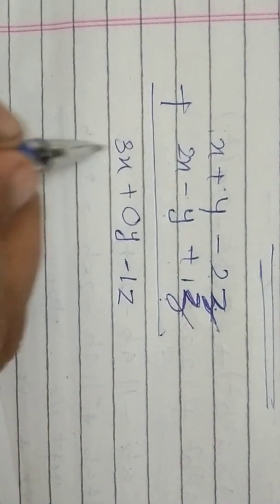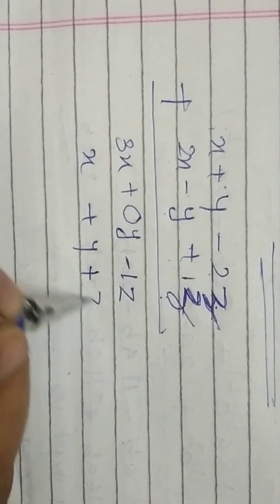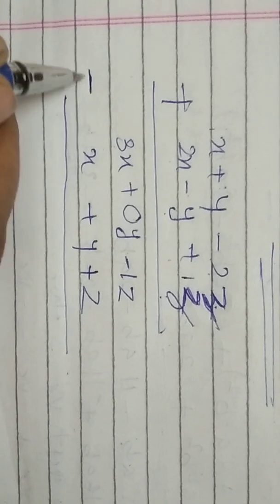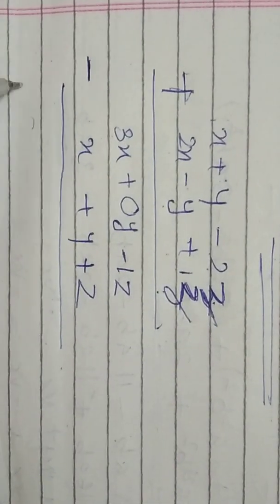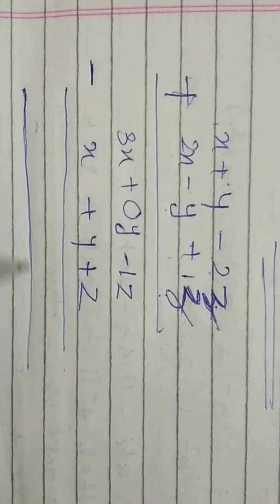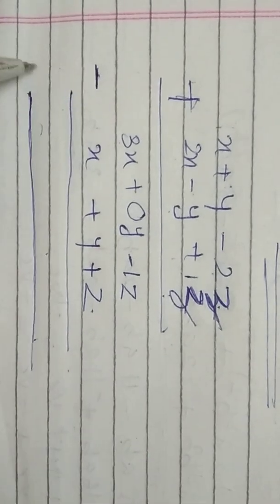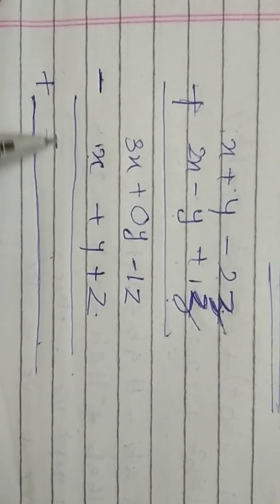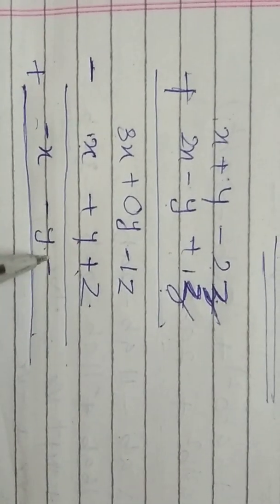Now we have to subtract from this x plus y plus z. When we subtract we have to give the subtraction sign, and when we add we have to give the addition sign. Subtract means again add with the additive inverse. We have to write one more step: change the sign of the second expression. Minus becomes plus, and x becomes positive. So minus x, plus y becomes minus y, plus z becomes minus z.